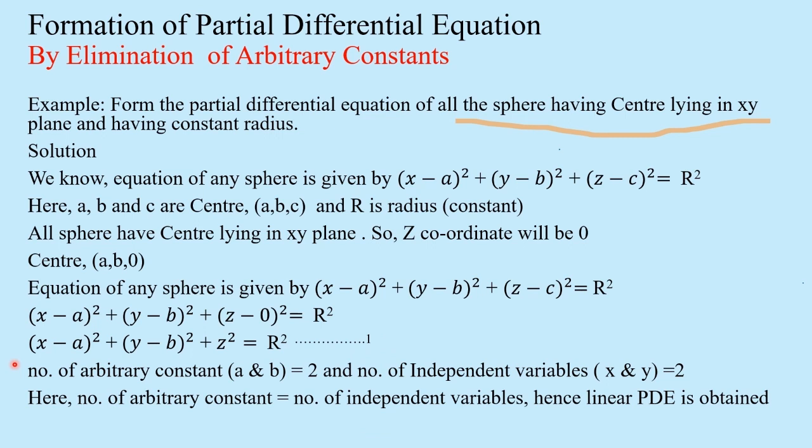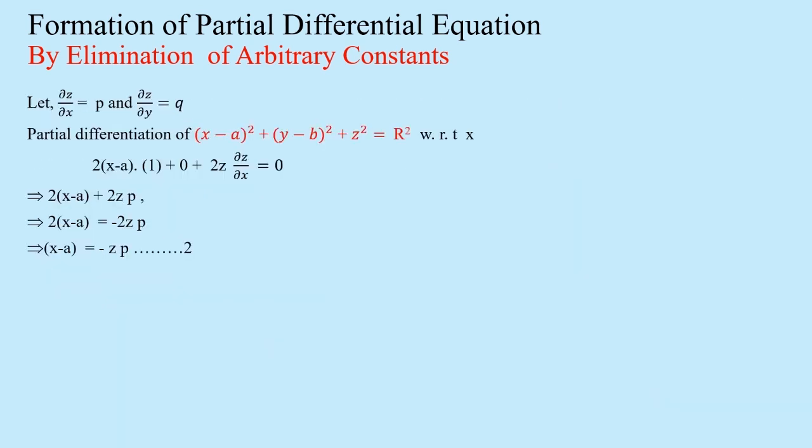Now here the arbitrary constants are a and b. a and b are arbitrary constants and the number of arbitrary constants is 2. Here the independent variables are x and y, and the number of independent variables is equal to 2. So here the number of arbitrary constants and the number of independent variables are equal. So we get a linear PDE.